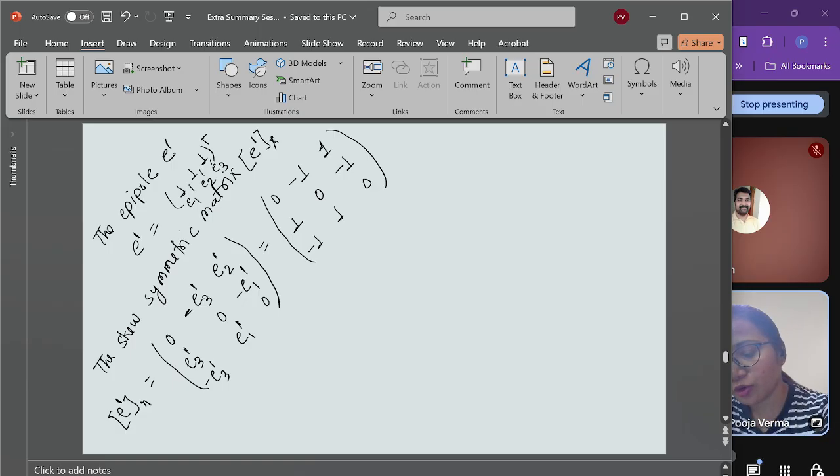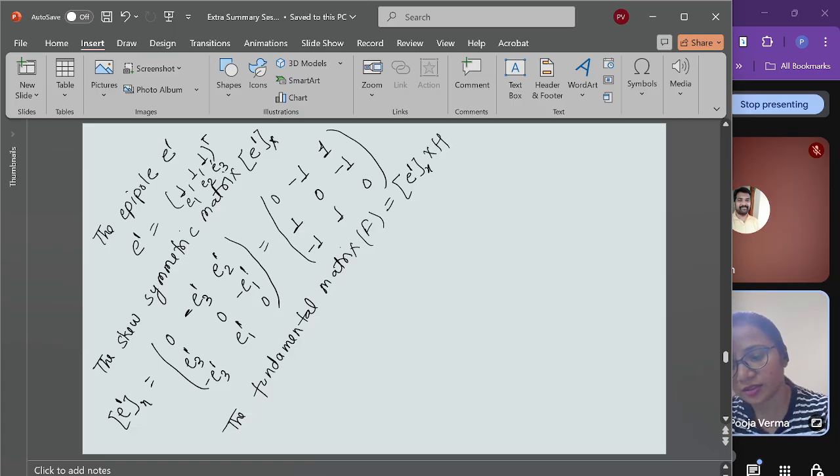Now we have to calculate the fundamental matrix. How can we calculate the fundamental matrix F? F is calculated by this skew symmetric matrix multiplied by the homography matrix, right?